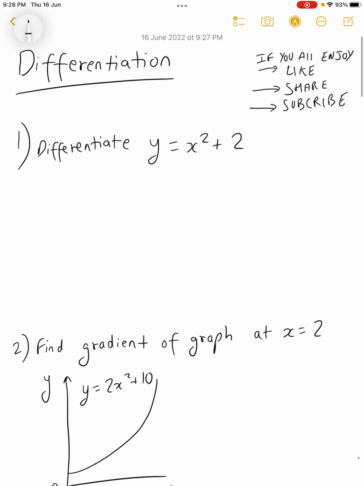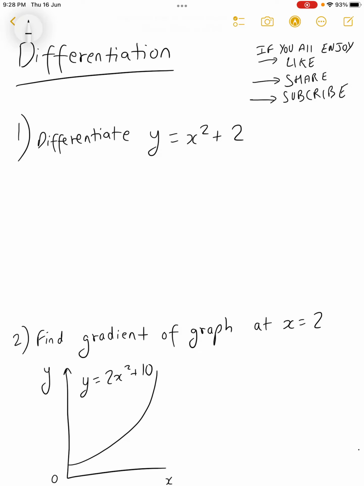Hi guys, today I'm making a video on the topic of differentiation. I know many of you have this topic in your iGCSEs and A levels, so I thought of making a video on how to do some simple basic differentiation questions. Hopefully this video should be short and nice. I'm going through 5 questions that might appear in your exam for differentiation.